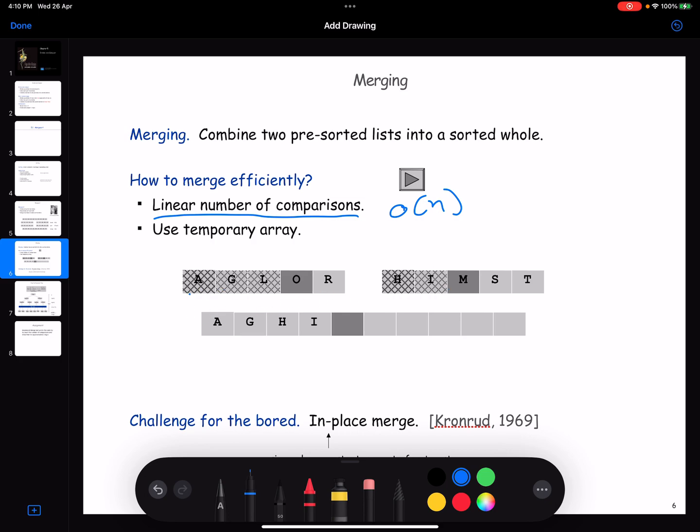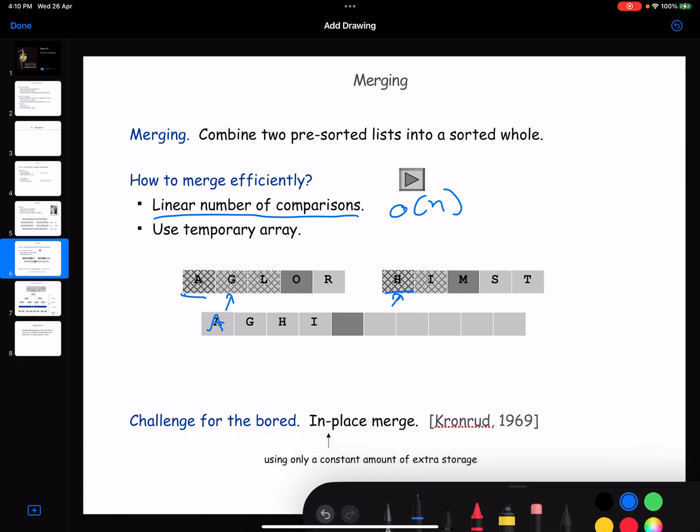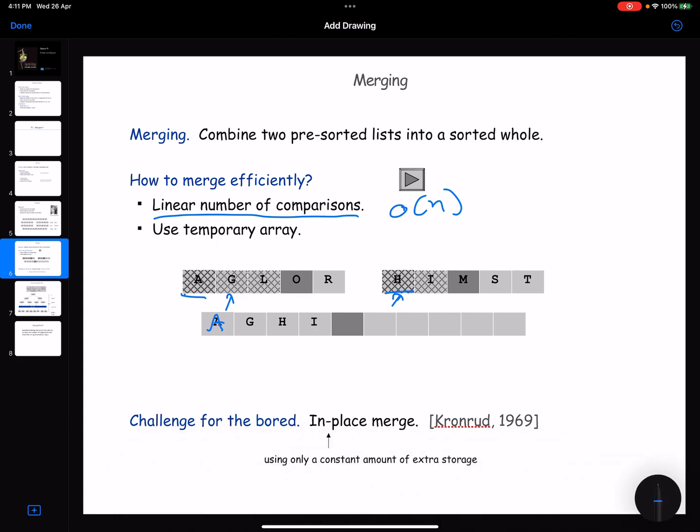So this is just to explain it again. We compare A with H. A is smaller. We put A here and we move the pointer and so on. Okay. So actually we can do this in place, like in the same array. We don't need to have an extra array.